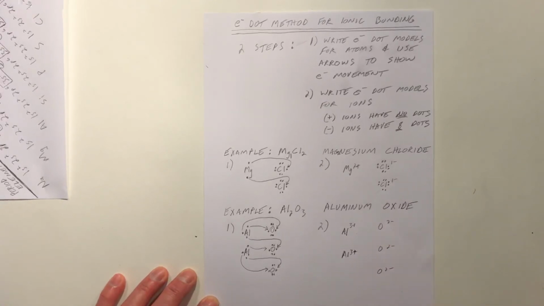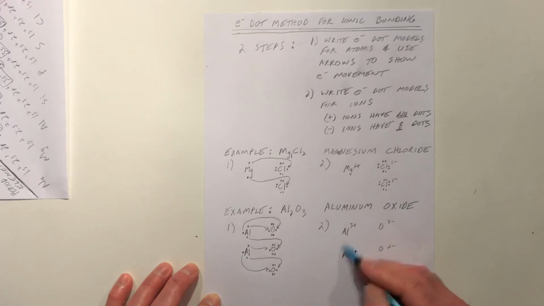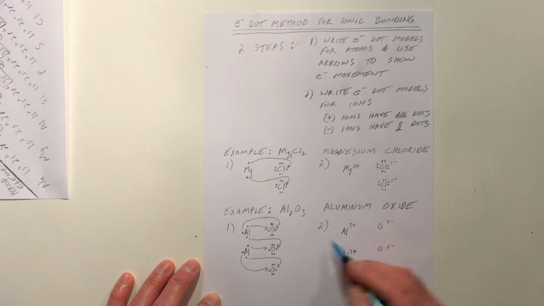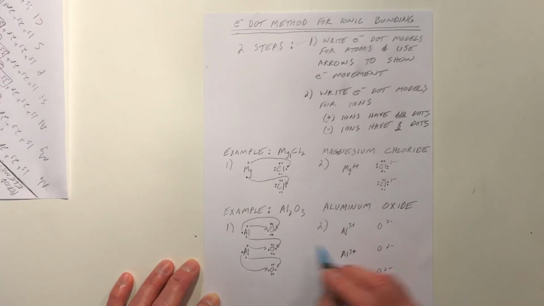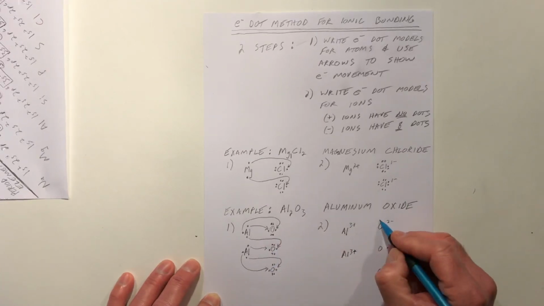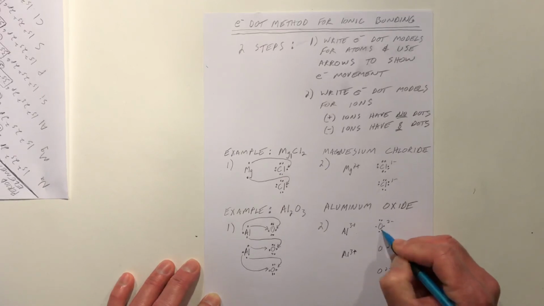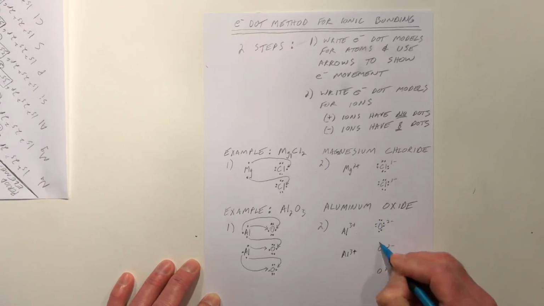Now for the aluminum, getting rid of the electrons means they have no dots. Now that they do have an octet, but the electrons that were the dots before are now gone. And the oxygens are gaining electrons so that they have 8 valence electrons. And there we go, the 8 dots.